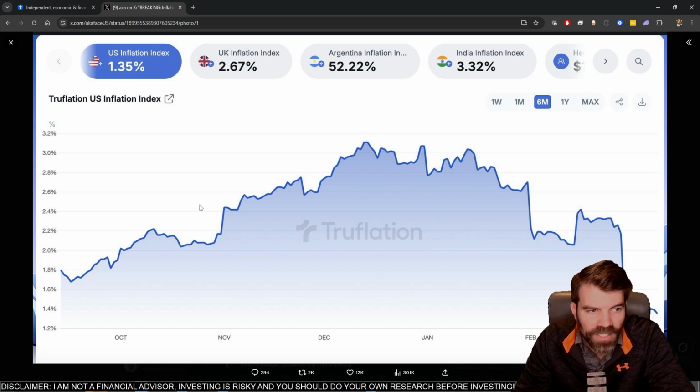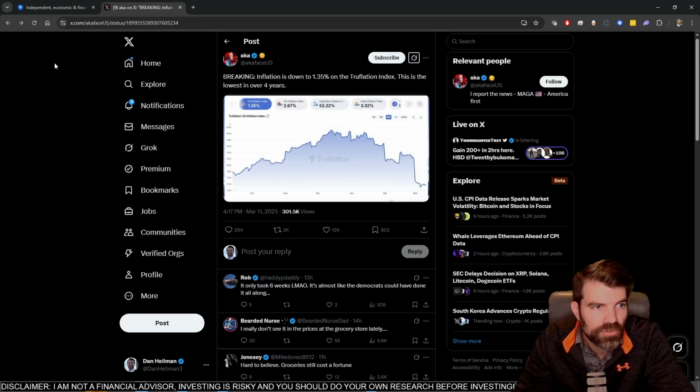Inflation got really high at the end of last year, and now it is coming back down. So that usually signals rate cuts. If we get good inflation data, we'll see what happens.